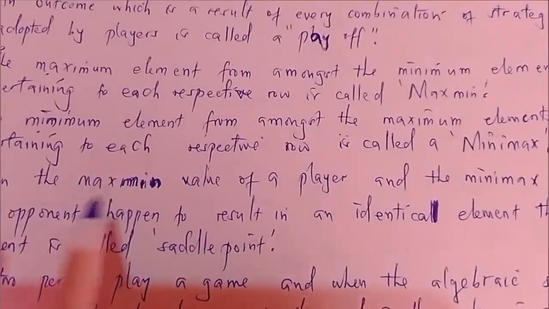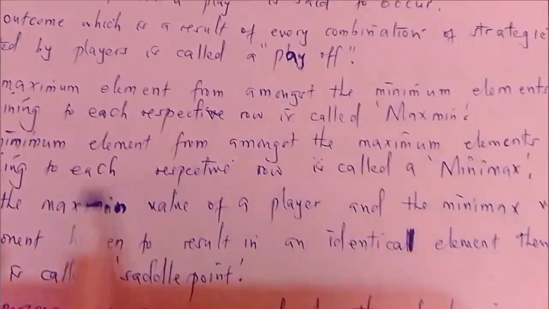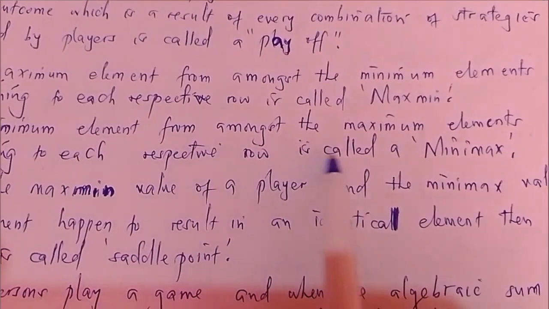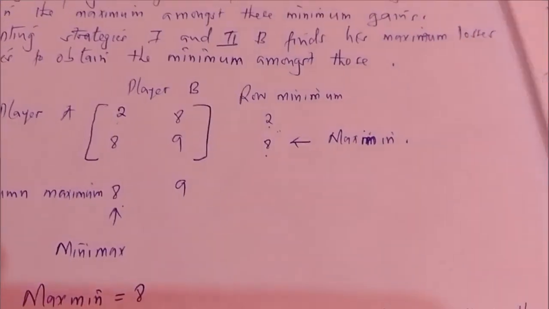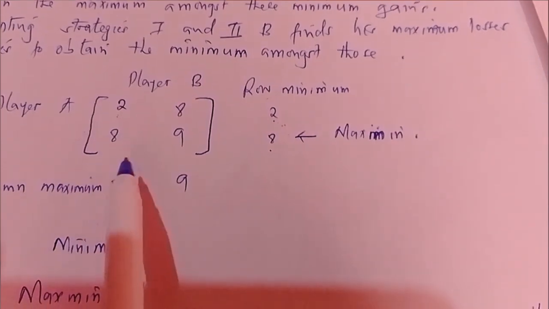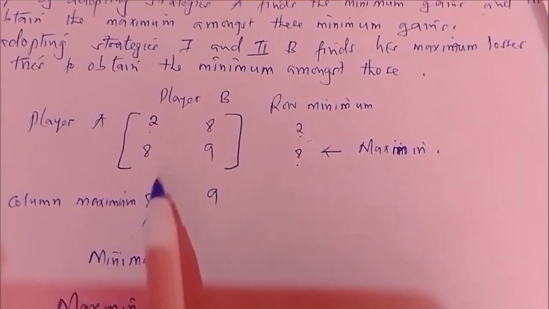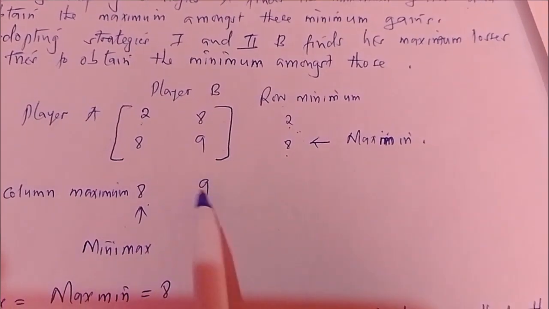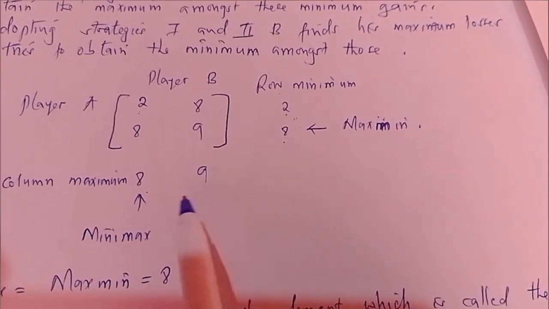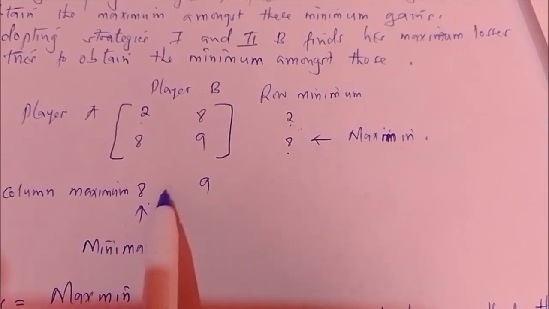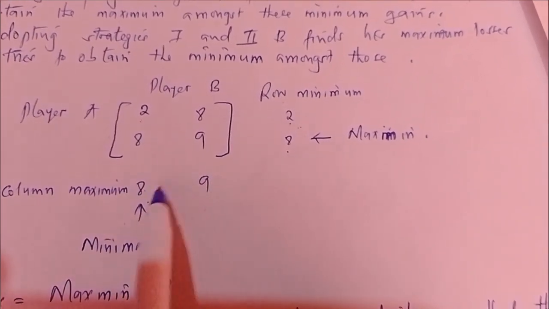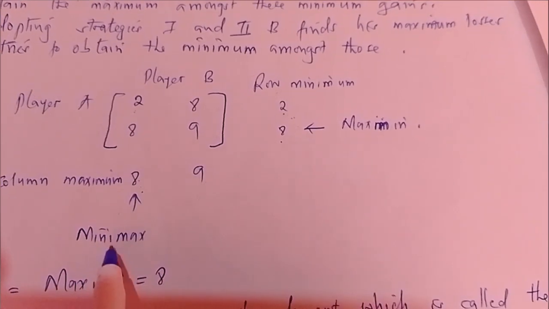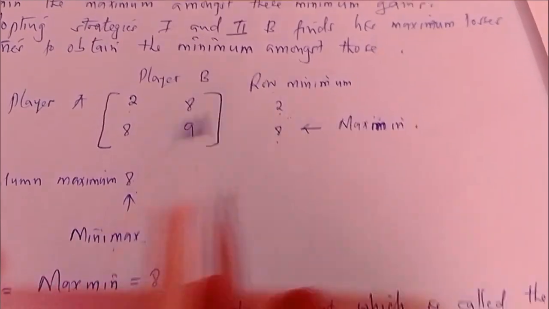So how can we find the minimax? We say that the minimax is the minimum element from amongst the maximum elements. We have determined the maximum elements here. So the minimax will be the minimum element from the maximums. Between 8 and 9, 8 is the minimum, so it becomes the minimax, the minimum from the maximum.